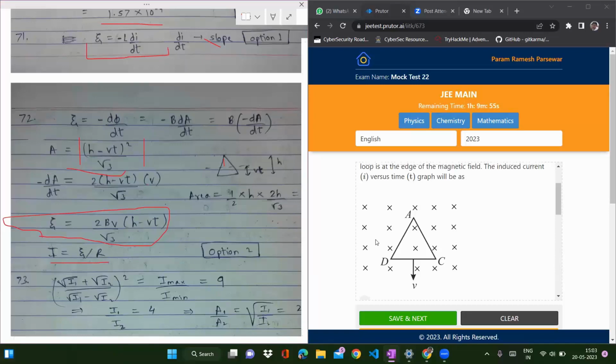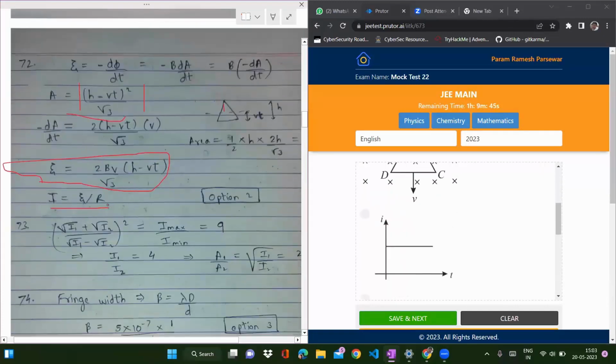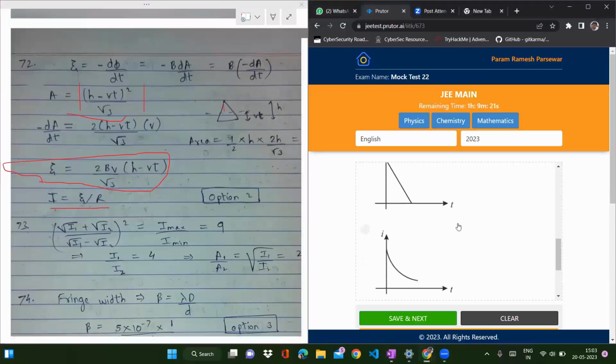So here velocity is constant, B is constant. With time, it will be a linear plot. As we can see, it has the equation of a line. I is plotted on the y-axis and on the x-axis we have time t. So it will have a positive y-intercept and then it will be decreasing. So a linear plot will be there. So option number 2 is the correct answer.